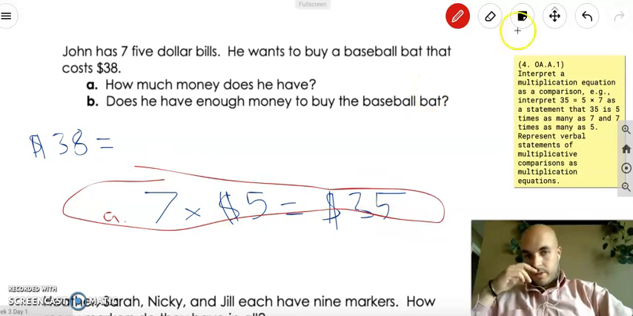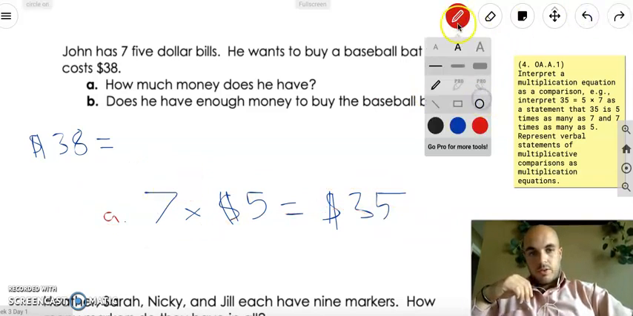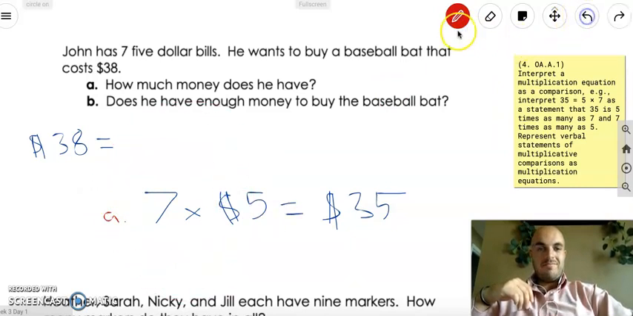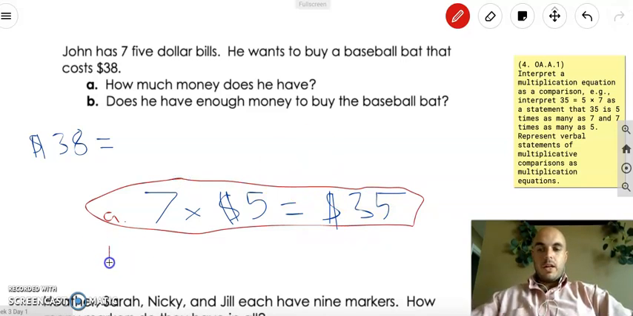Okay, let's recircle that. Let's use my circle tool. Okay, there we go. All right, so now let's work on B. Does he have enough money to buy the baseball bat? Well, let's see. He needs $38, and he only has $35. So no, he doesn't have enough.